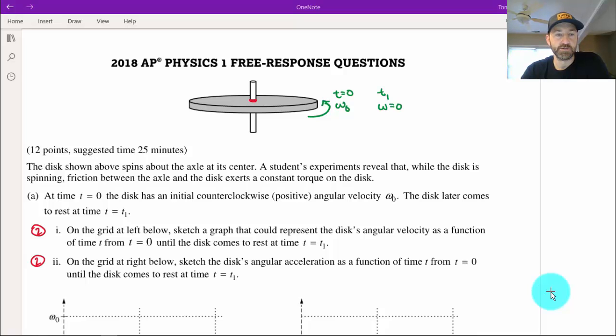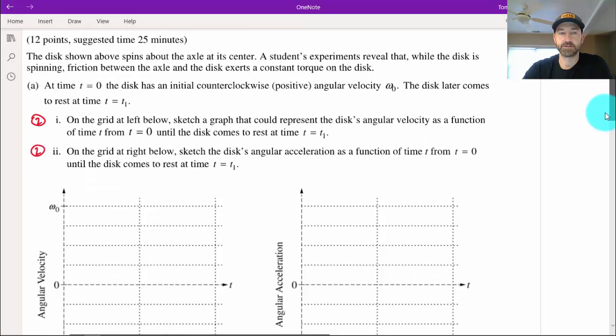And they want us to do two different graphs. On the first grid to the left, sketch a graph that could represent the disk's angular velocity as a function of time from t0 until the disk comes to rest at t1. And then on the second grid, sketch the disk's angular acceleration as a function of time. So scroll down here so we can take a look at those graphs.